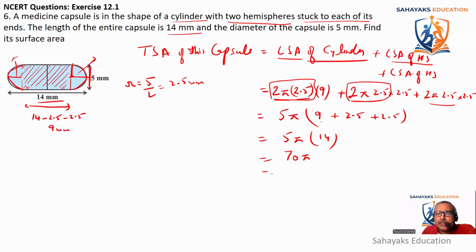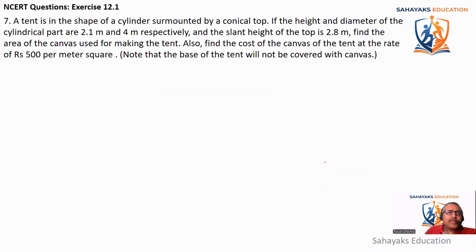So if I take it as 22 by 7 into 22 by 7, it is 7 into 10, it comes as 220 millimeter square. This is the total surface area of the capsule. Okay, the calculation was pretty easy. And please remember to write the unit. I'm telling it multiple times. Please remember to write the unit. If you don't write the unit, you will miss out on marks. Okay, coming to the next question.